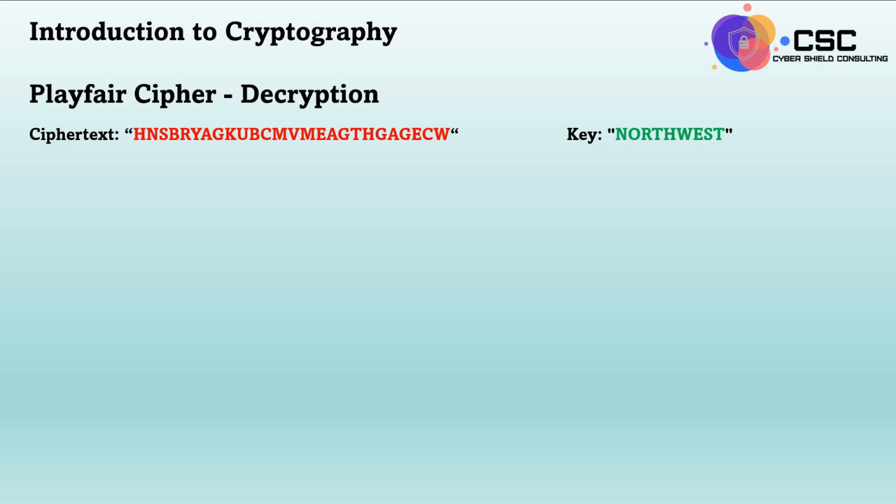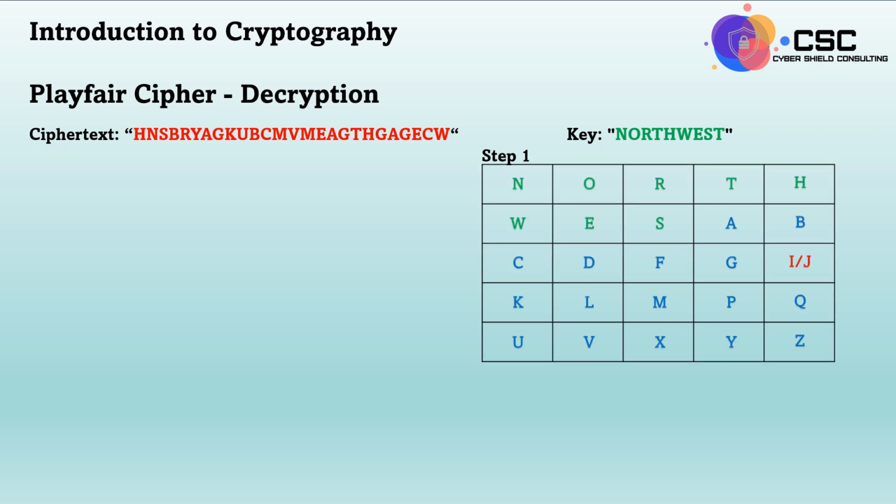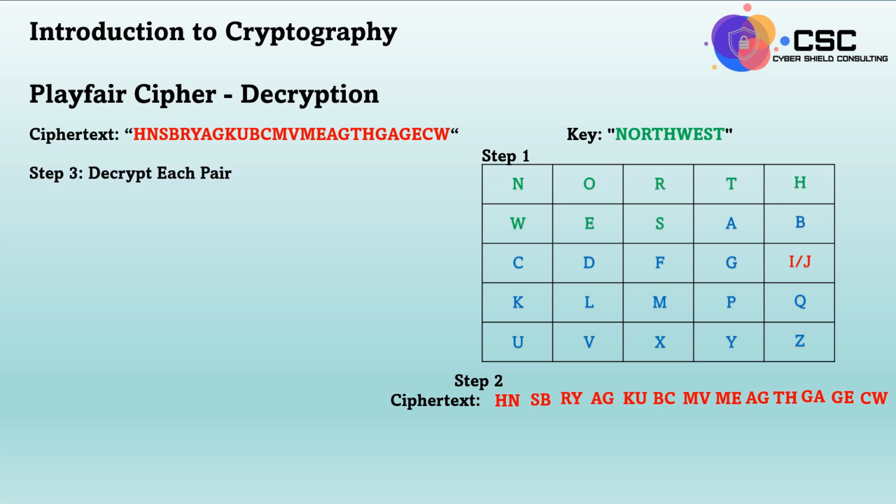the original plain text. Decrypting Playfair Cipher follows similar rules to encryption, but in reverse. Here's how it works. First, we have from step 1 the matrix using the keyword northwest, and here we have the cipher text that we obtained from the previous step. And now what we need to do is just follow the decryption rules for the Playfair Cipher.